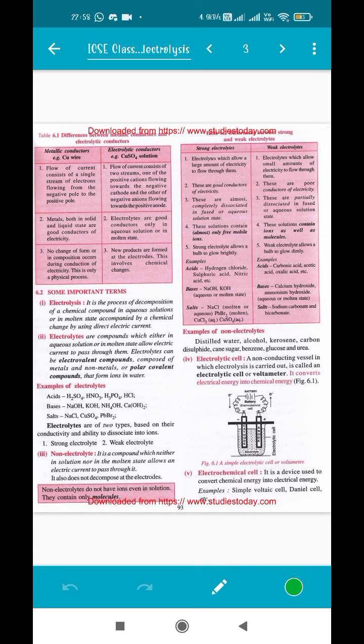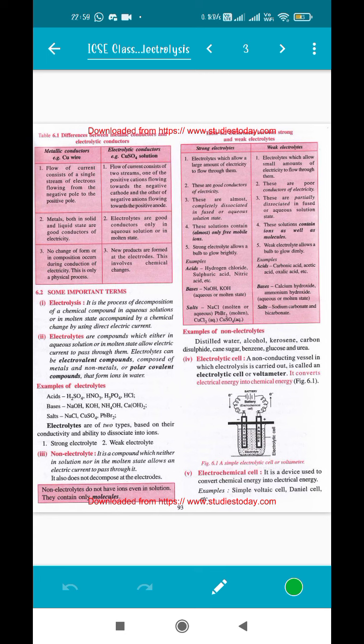And I also told you about what electrolytes are, which allow electricity to pass through them only in the solution state or in the molten state, and those which do not allow it are non-electrolytes. So there are some examples of electrolytes over here. This I will urge you all to study by yourself. Non-electrolytes do not have ions, they only produce molecules, and molecules cannot conduct electricity through them.